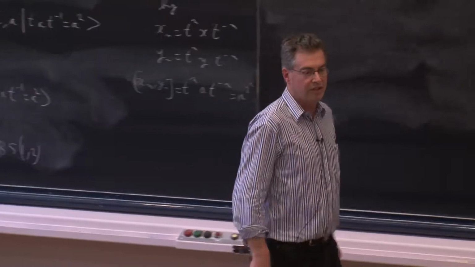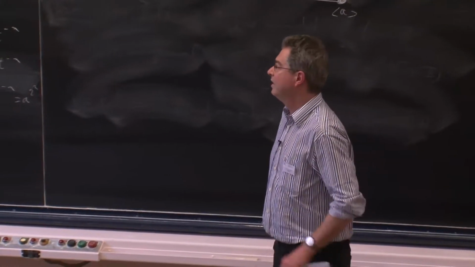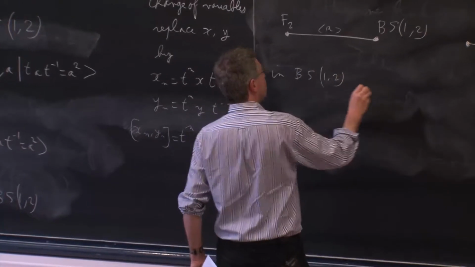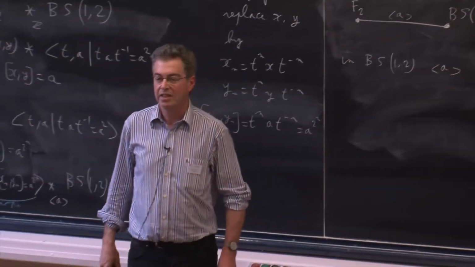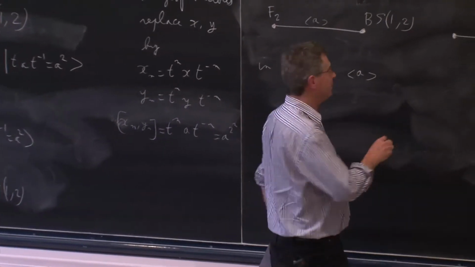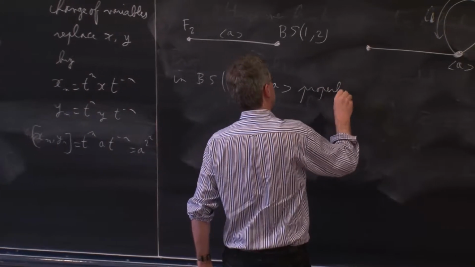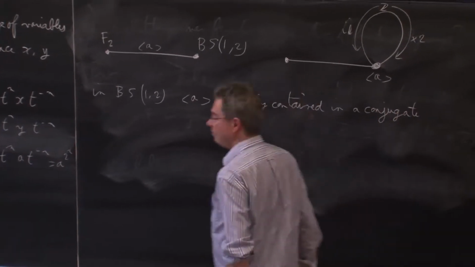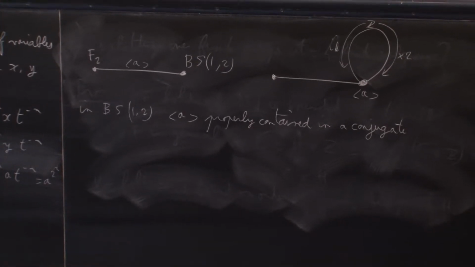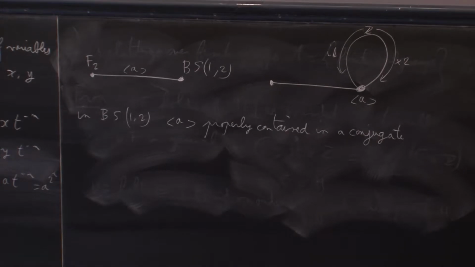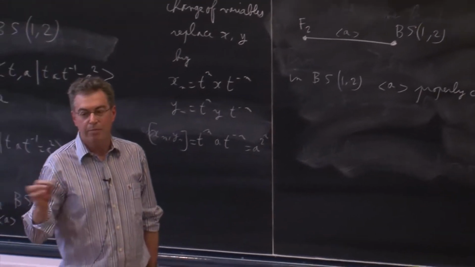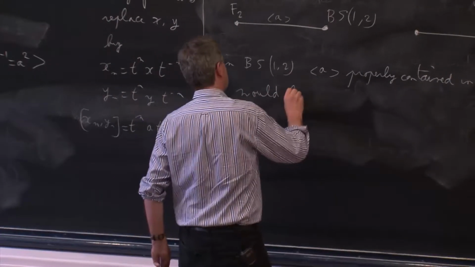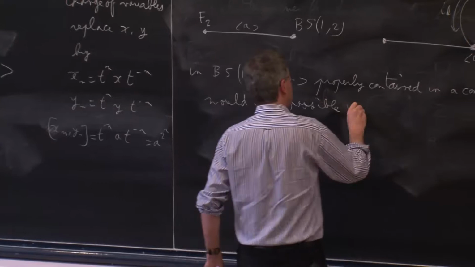Okay, so I don't have vertex finiteness here. And if you think about what I've been doing in this example, what makes this example work is the fact that in BS12, the cyclic group A is properly contained in a conjugate of itself. And this is what makes this example work. And this is possible in a solvable group such as BS12, but it wouldn't be possible in a polycyclic group, because in a polycyclic group, every subgroup is finitely generated. So this would be impossible in a polycyclic group.